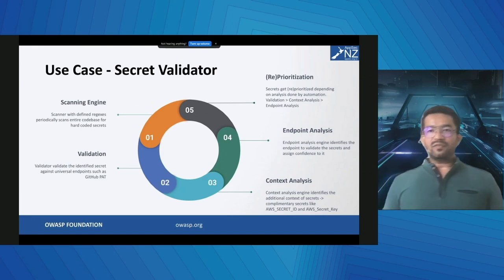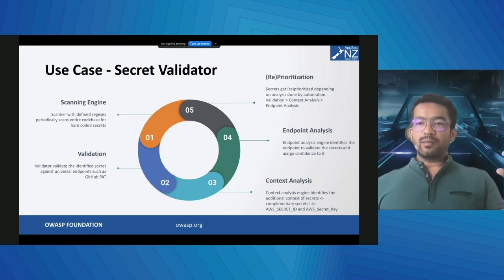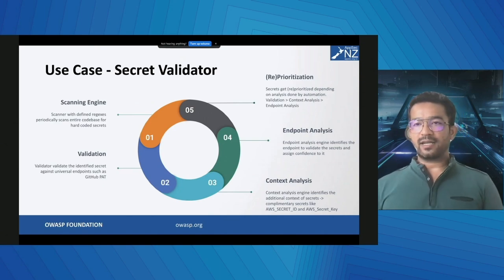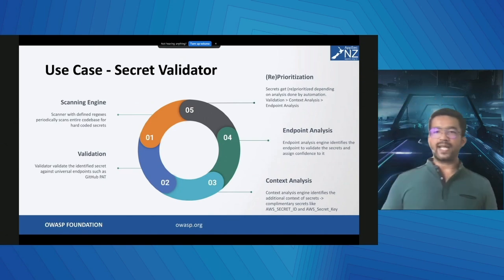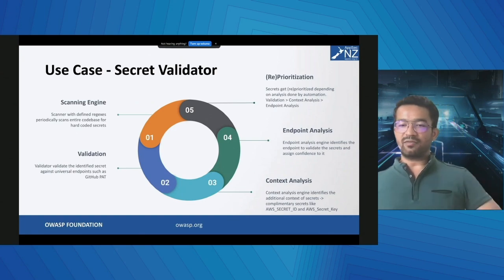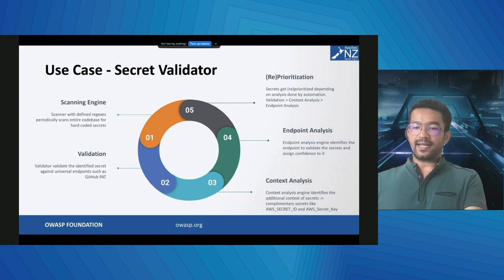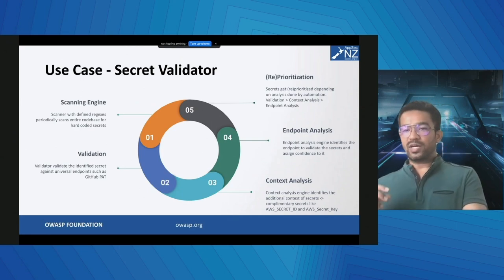The second piece of it was where you need multiple secrets against a universal endpoint. AWS secret ID and AWS secret key is an example of that. So what happens with the scanner is they identify the secret key, but we need an AWS secret ID in order to validate that.